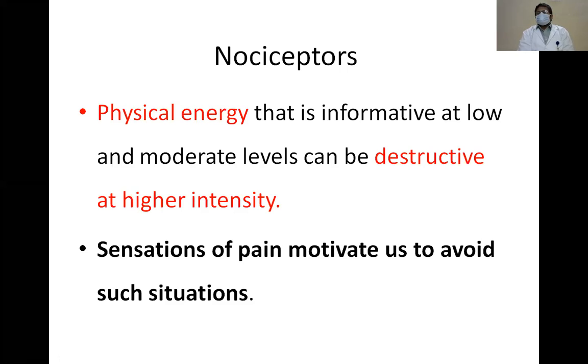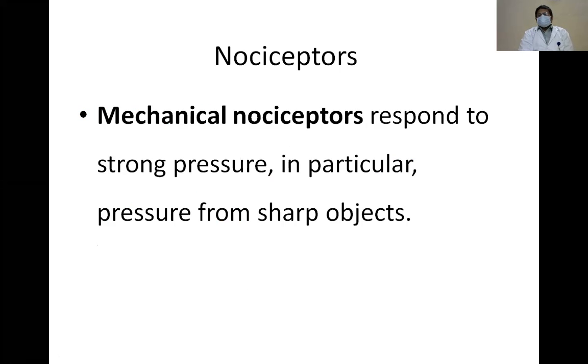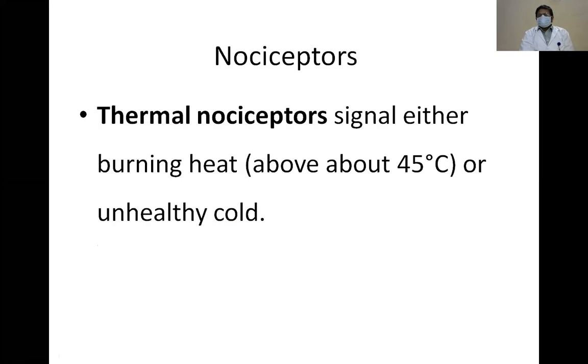The physical energy that is informative at low and moderate levels can be destructive at higher intensity. The sensation of pain motivates us to avoid such types of stimulus. The mechanical nociceptors respond to strong pressure, in particular pressure from sharp objects. This is one type of nociceptor. Then the thermal nociceptors signal either burning heat above 45 degrees or unhealthy cold; very cold temperatures produce pain.